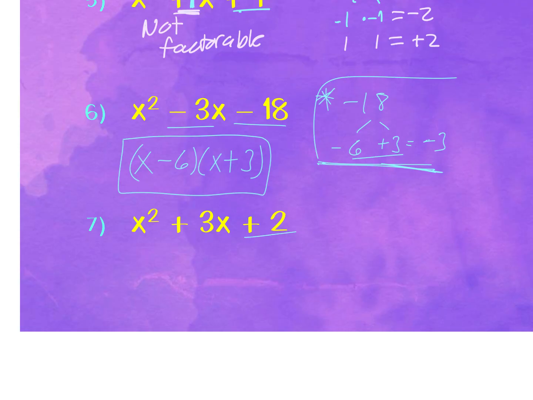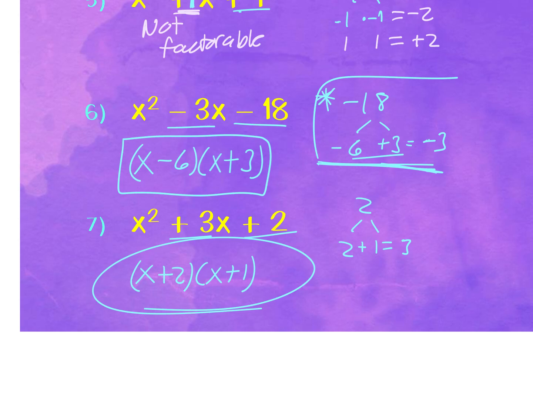Same thing over here. What multiplies to 2 and adds to 3? It's just going to be 2 and 1. If I add those together, I get a positive 3. So this is going to be x plus 2 and x plus 1. All you've got to do.